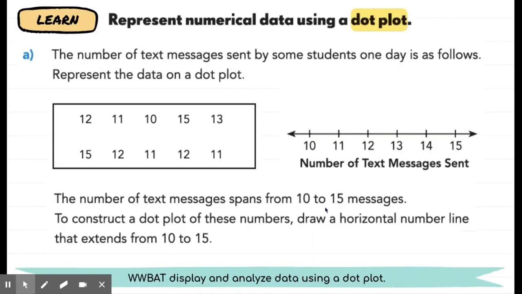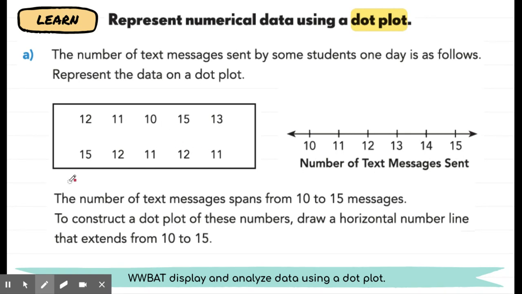Let's look at our first example. The number of text messages sent by some students one day is as follows. Represent the data on the dot plot. Now, notice that they give us the number of text messages being sent. So the first student here sent 12 messages. The second student sent 11 messages today, and the next one sent 10, and so on and so forth.